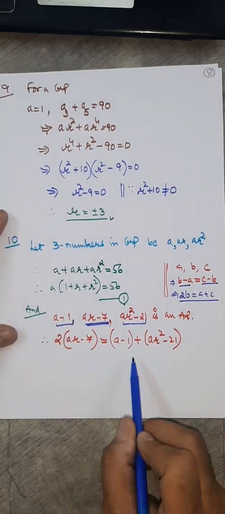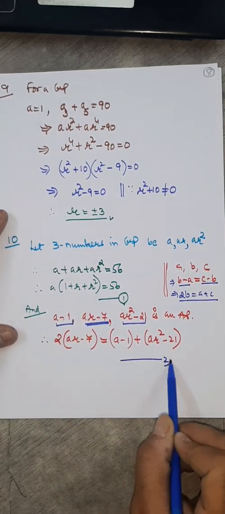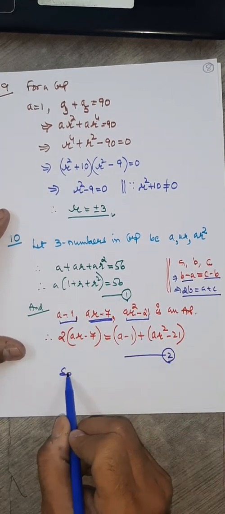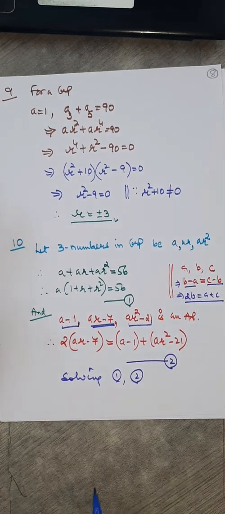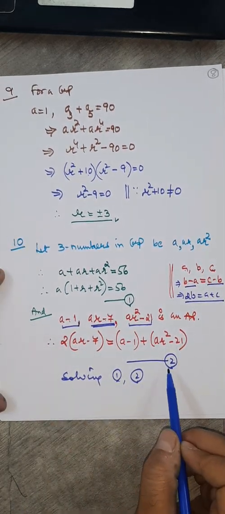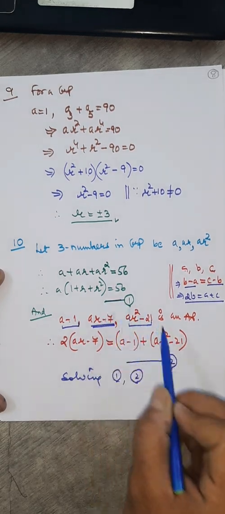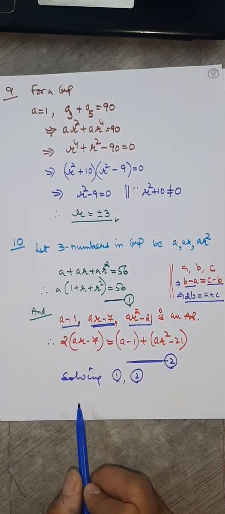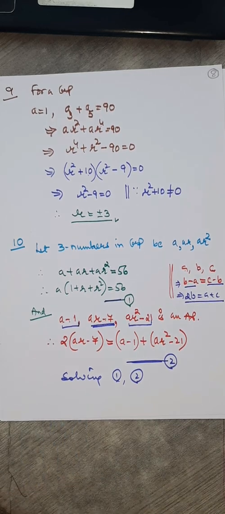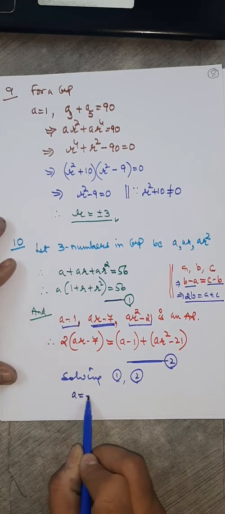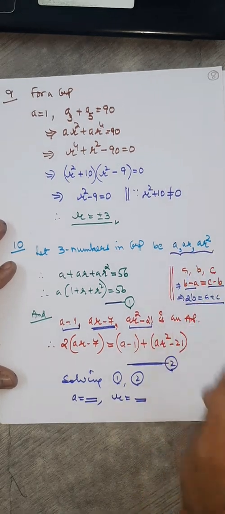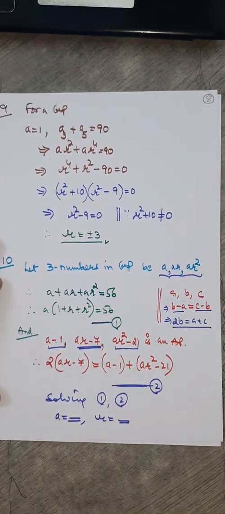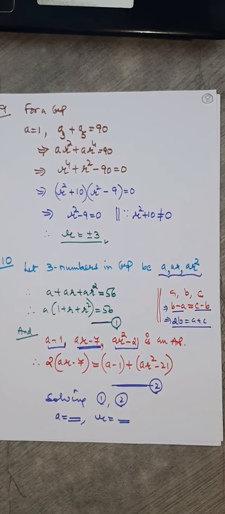Okay, so you simplify this and now you just solve these two equations for a and r. Solving 1 and 2, I'll not do this, just open the bracket and simplify. With the help of 1 and 2, you will get the values of what? a and r. You get the values of a and r, and then place those values there, and you'll get the required numbers, or required terms, of the geometric progression.